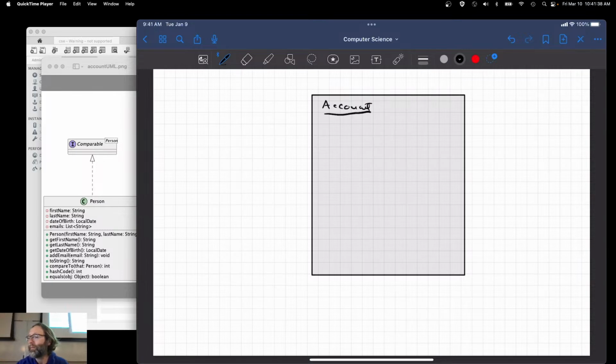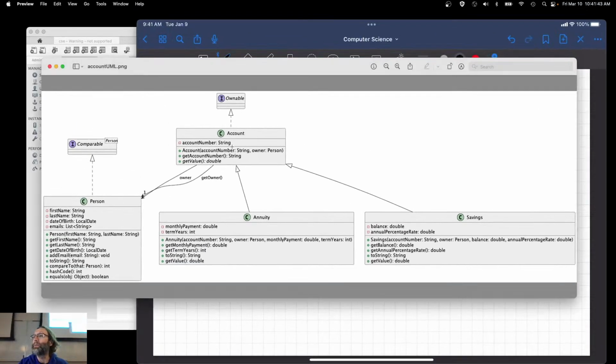There we go. Now this is going to represent all possible accounts. It's going to have the data that is common to every single account, but also it's going to have monthly payment and term years, which is relevant to an annuity, and some records that's going to be null. Other records it's going to be specified because it's an annuity class. And other records will have balance and annual percentage rate. And that data will be missing for annuity accounts, but it'll be there for savings accounts, okay?